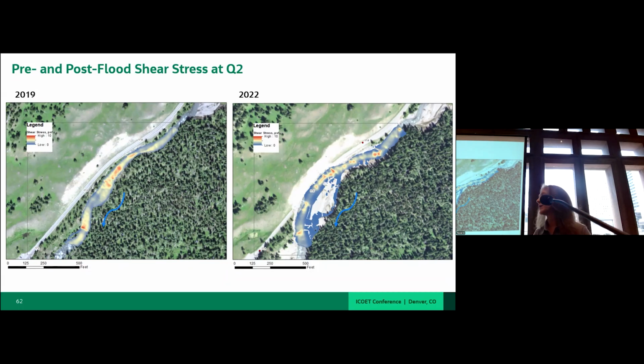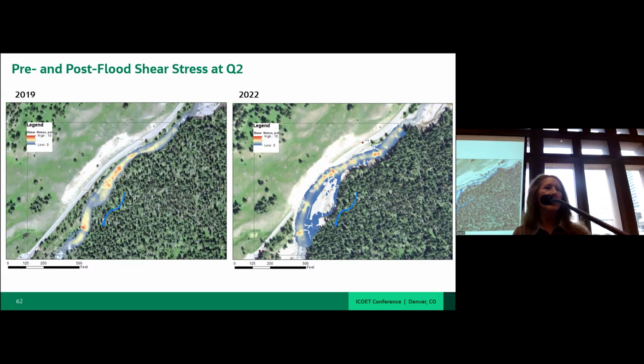You have to move the sediment, and shear stress is the chief hydraulic parameter that we use to look at channel change, the work of doing channel change in the channel. So you can see that in pre-flood, much more of the channel had high shear stress values, and post-flood, shear stress values are much lower as the channel has increased its length, increased its sinuosity. It's added an overflow channel, a side channel that it didn't have before.